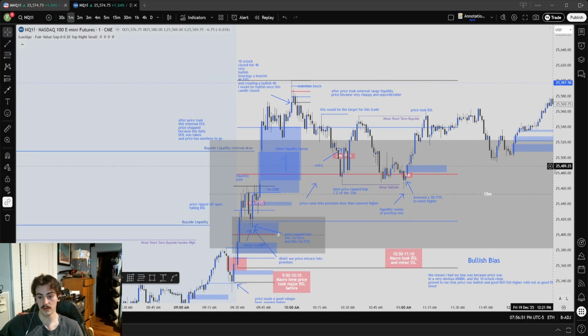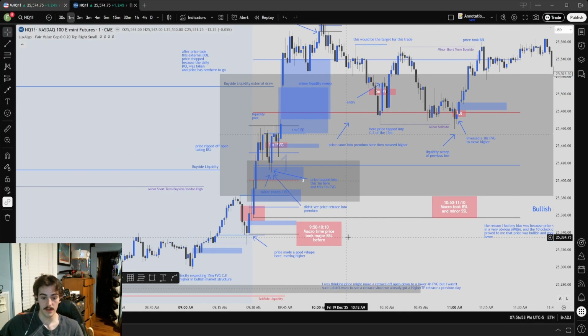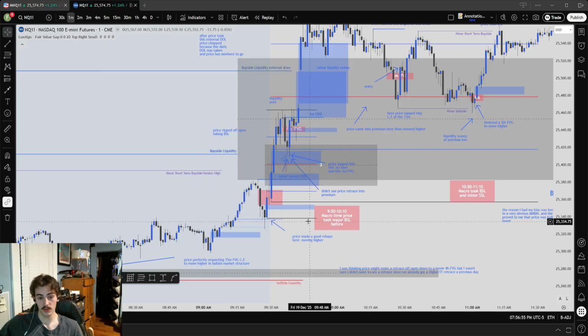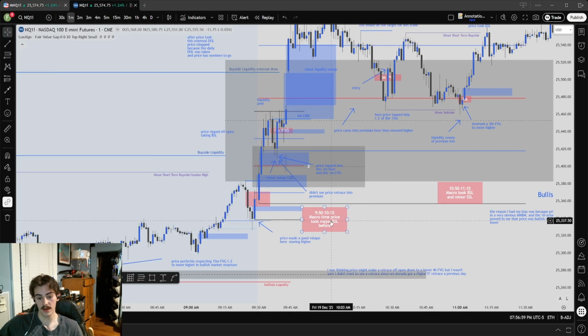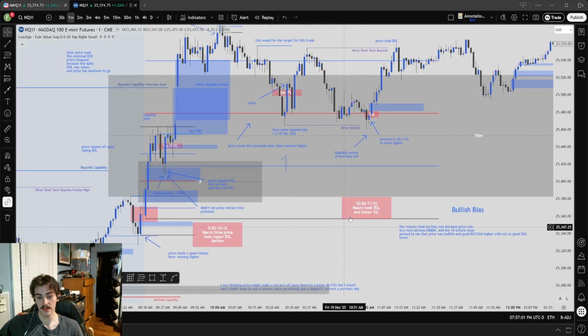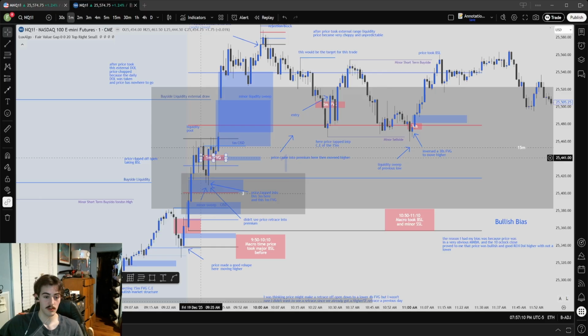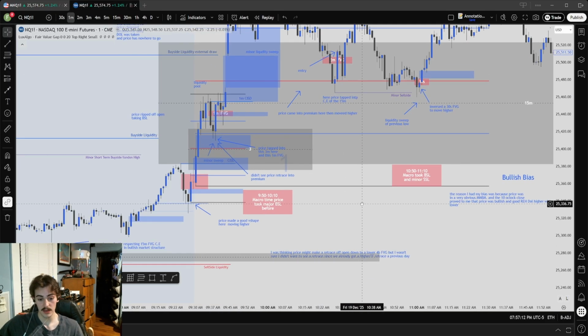Nothing, no entries for the rest of the day. Macro time, we took liquidity before macro time. I would count this as that it worked. And then at 10:50 to 11:10 macro time, we spooled up to move higher to take this minor short-term buy side. Here, it's really nice and V-shaped.